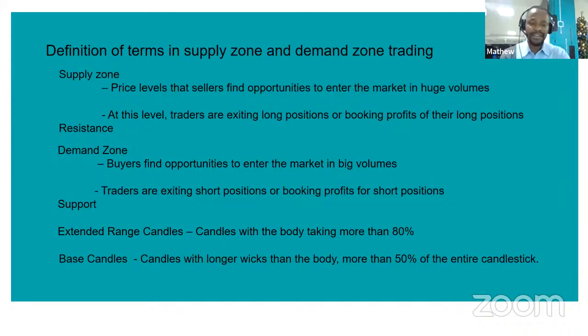Then we'll also find extended range candles, ERCs. This is where you have the candle body taking more than 80% of the whole structure. But the base candles is where you have a candlestick whereby if you look at the wick or the tail, it's more than 50% or half of the entire candlestick.